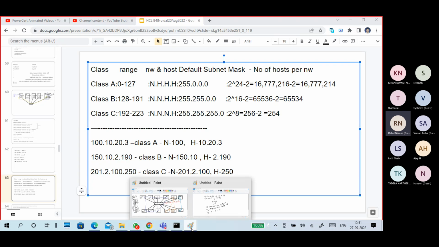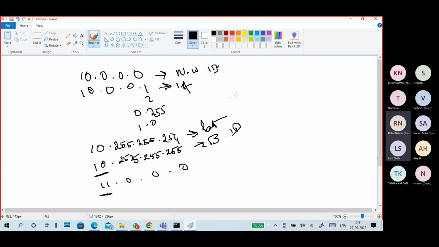See, in the first example I got only 254. For example, in my company I have 100 computers. Which is the best one? Class C. Class C is the best because in Class C you get 254 IP addresses, so it is enough for your 100 computers.